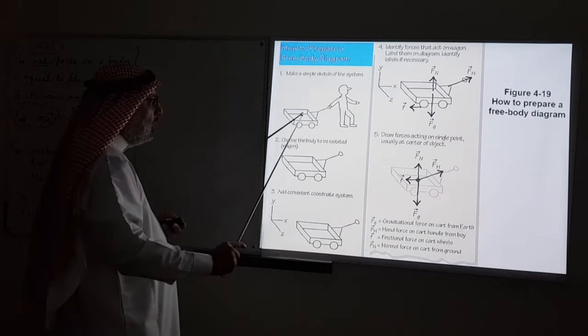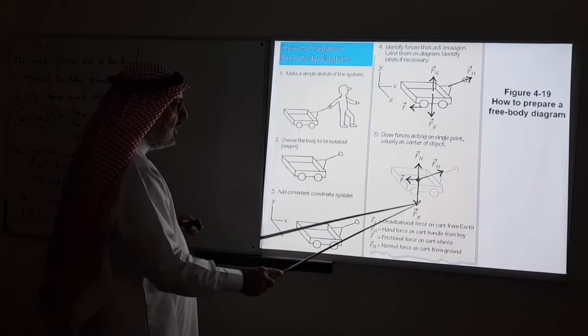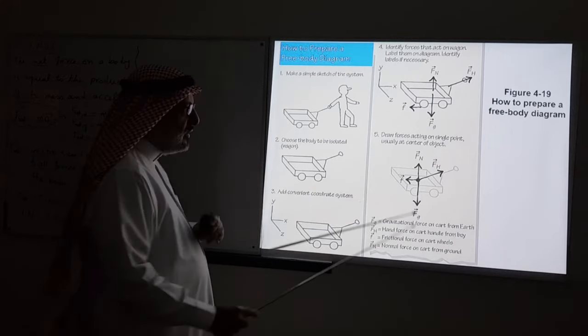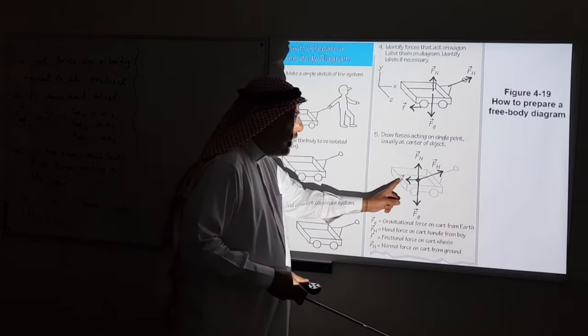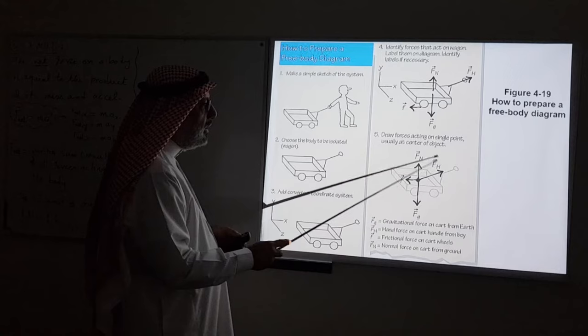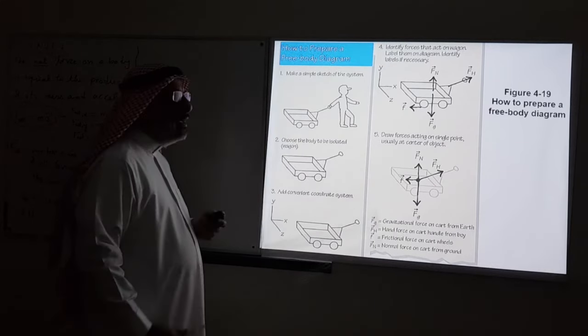Then we have the weight of the crate, that's the gravitational force here. And then we have the normal force due to the road, the surface. And then if it is a rough surface, we have also a frictional force that is opposite to the direction of the motion. And here is the free body diagram that we use to analyze this situation dynamically.